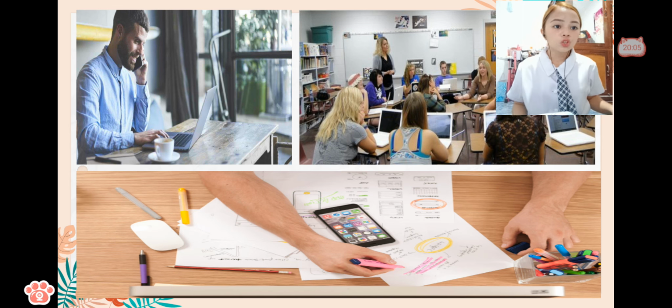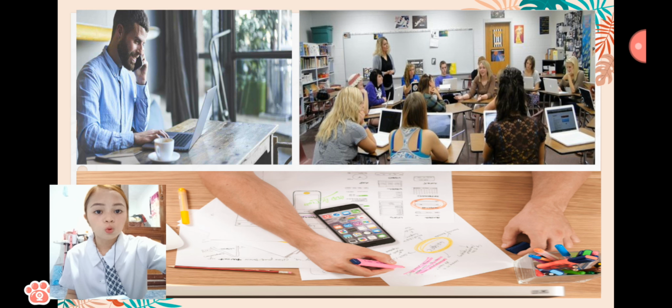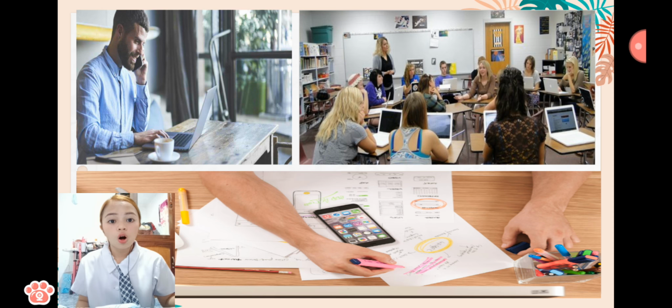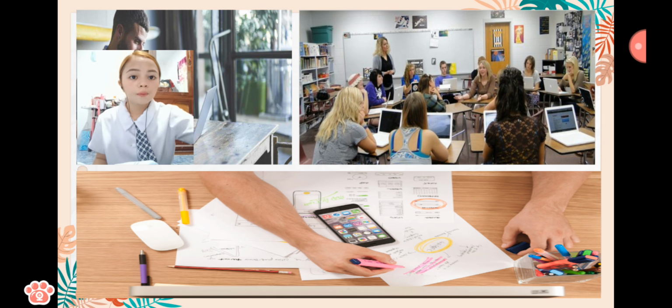So in this picture, we could see the positive effects of social media. In the first picture, it is shown that social media is used for business purposes or for work. Next is for education, and it is also for socialization. Then in the third picture, it also shows the help of social media for us to become creative in our own ways.